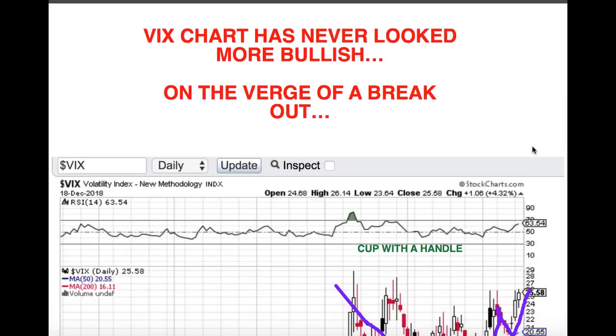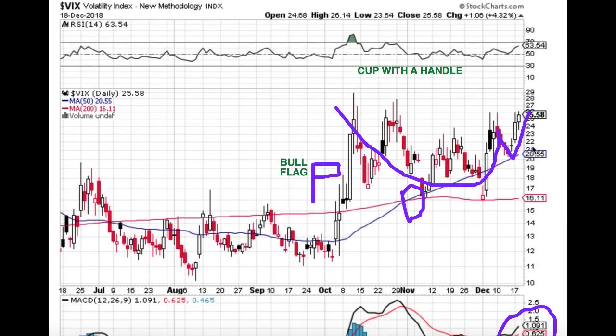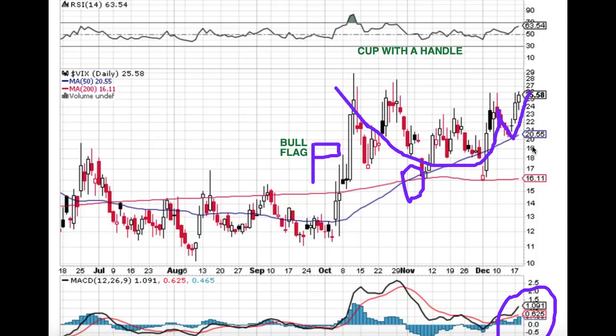Now, here's a very important fact right here. The VIX chart has never looked more bullish, and it is on the verge of a breakout. Typically we talk a lot about bearish patterns and bearish signs of divergence and so on. On this chart, I'm actually going to point out a couple of bullish things. As you can see, we have exactly the opposite of a death cross, when the blue line crosses the orange line on the way up. So this is actually a bullish crossover. Also, we have a pattern. You've got to use your imagination here just a little bit, as with any patterns.